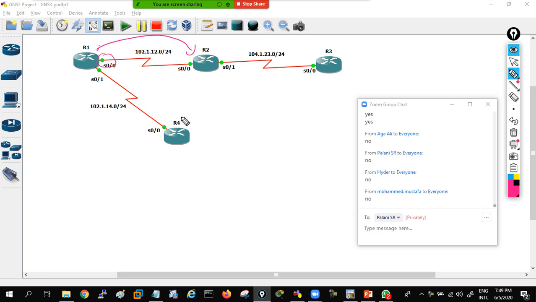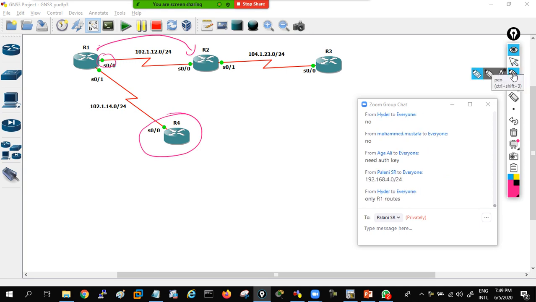Then now, Palani, what are the routes you can see here in router 4? Everybody, guys, not only Palani, you also guess and tell me. What are the routes you can see in router 4? Palani, router 4 has directly connected networks. Router 1 already knows what networks it has.